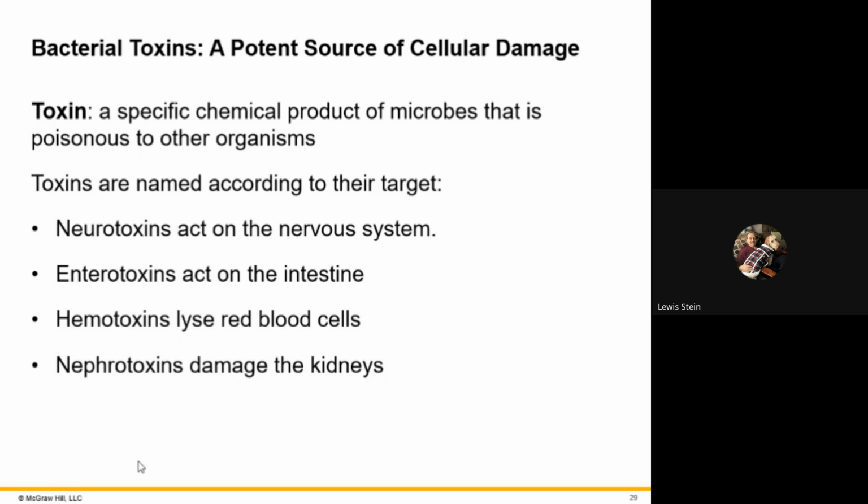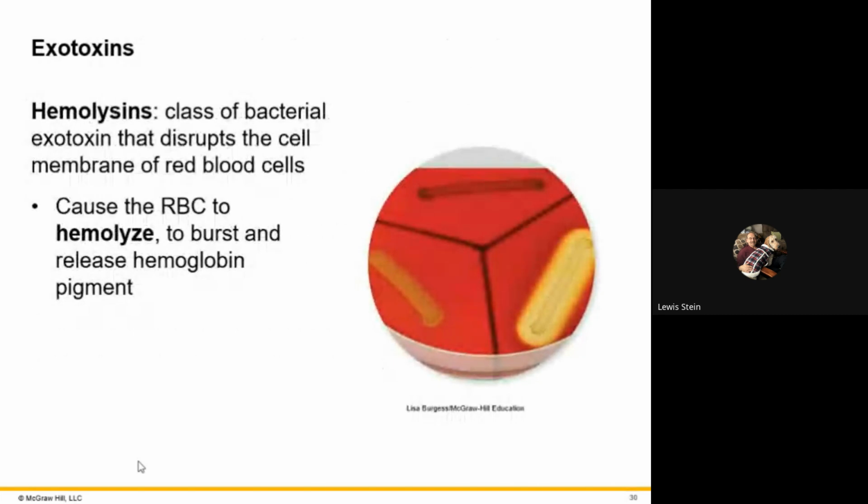Neurotoxins act on the nervous system. Hemolysis. You did this! It's a class of exotoxins that disrupt the membranes of red blood cells. They cause the cells to hemolyze. This is complete. Think of this as the blood agar that you used in the lab.